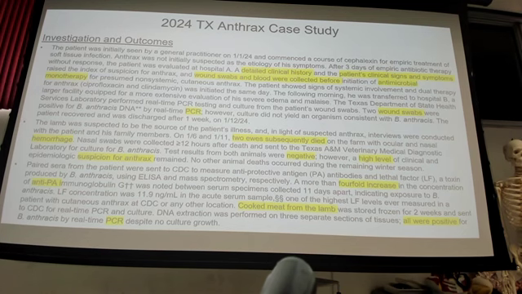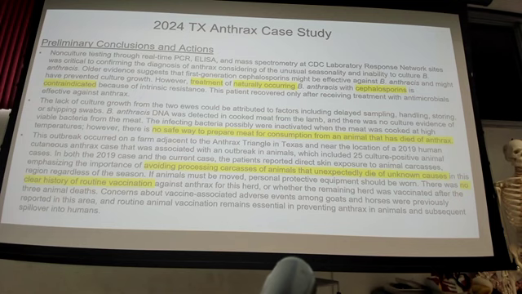The cooked meat, when they did PCR on that, was it PCR positive? Yeah, it was PCR positive on the cooked meat, so they were able to find DNA in that cooked meat, but nothing grew, of course.